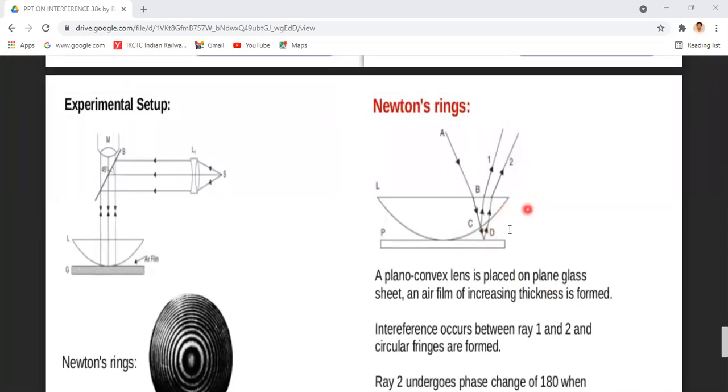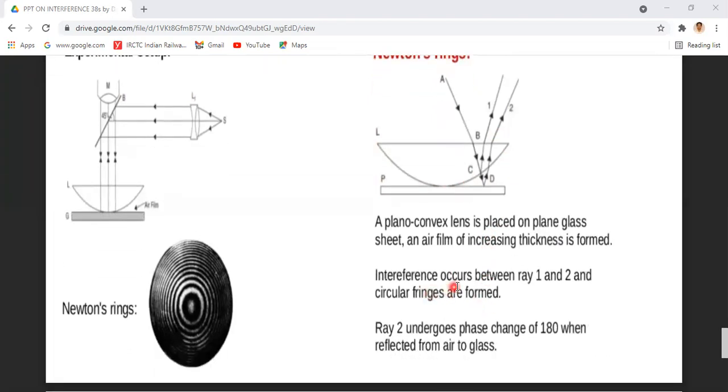Here, at the point of contact, the thickness of the film is zero. As we are moving away from this point of contact, the thickness of the curved film or air film is increased. Around this point of contact, the thickness of the air film is increased. Interference occurs between ray 1 and 2.